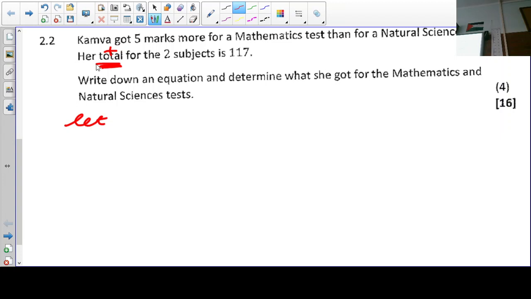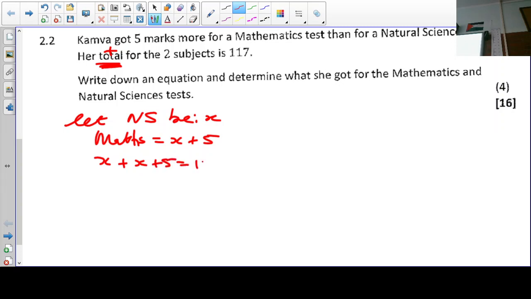So what is the smaller subject? Which is the natural science? So let natural science NS be x. So if NS is x, then the maths is what? X plus 5. Maths is going to be x plus 5. So the total of the 2. So in natural science plus maths is x plus 5 equal 117. So that's of course going to give you 2x equals 115 minus 7. 112.